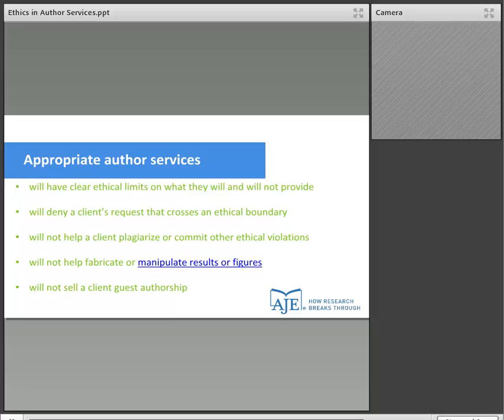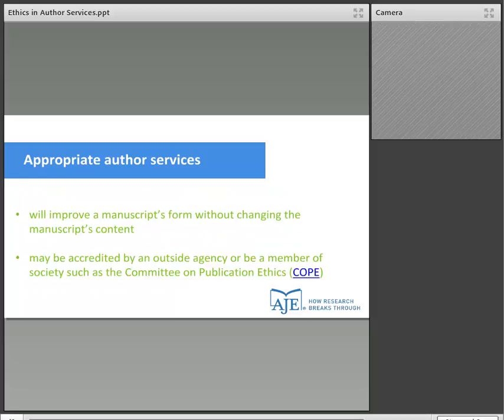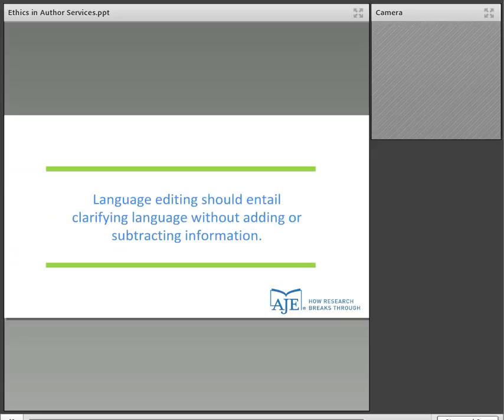So they won't say, hey, we'll generate this content for you and make your work sound better. No, your work can stand on its own. Please do not go forward with an author service that tries to push these services on you. What they will do is improve a manuscript's form without changing the content. And they may be accredited by an outside agency or be a member of a society such as the Committee on Publication Ethics. And again, thank you all for the earlier links. You are all web savvy. Love it.